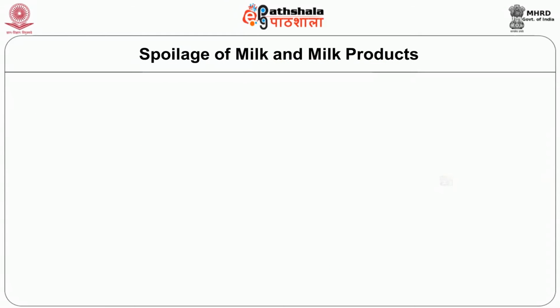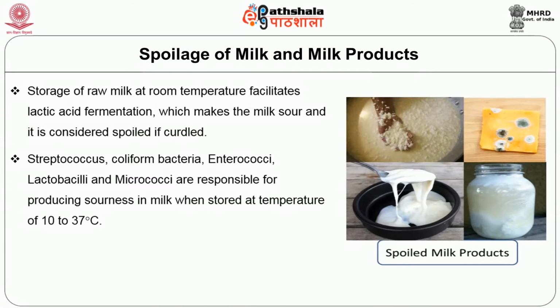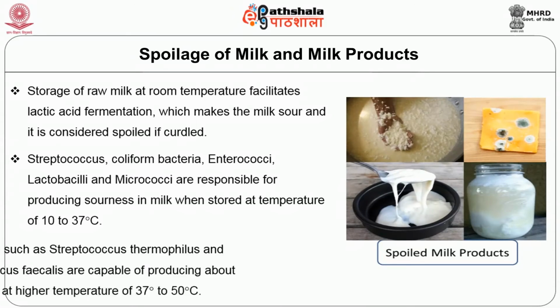Next is the spoilage of milk and milk products. We all know that milk acts as an excellent culture medium for a variety of microorganisms. Storage of raw milk at room temperature facilitates lactic acid fermentation, which makes the milk sour, and it is considered spoiled if curdled. Streptococcus, coliform bacteria, enterococci, lactobacilli and micrococci are responsible for producing sourness in milk when stored at a temperature of 10 to 37 degrees Celsius.